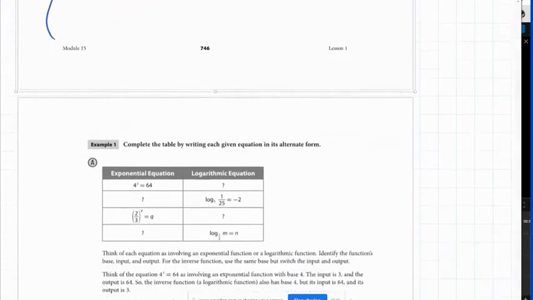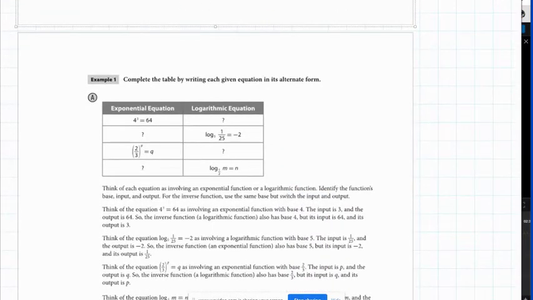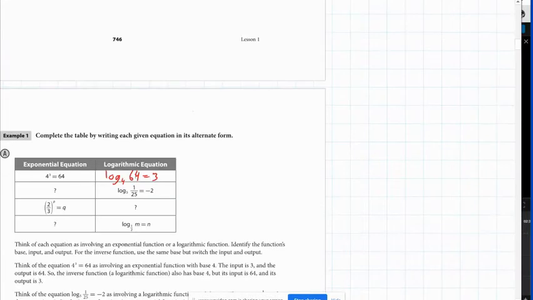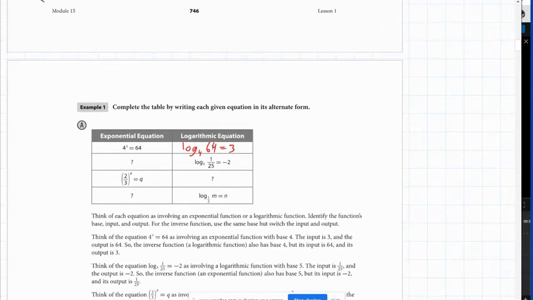All right, so in this example, I'm going to go back and forth between the two forms. So this says 4 to the third power equals 64, so that means a log with the same base 4 of 64, the answer must be 3. The answer is always the exponent. So log base 4 of 64 equals 3 because 4 to the third power equals 64.